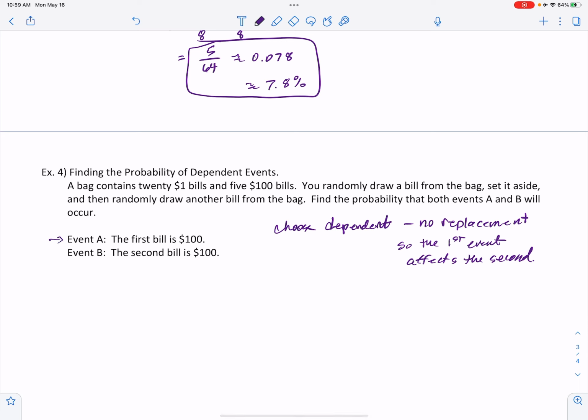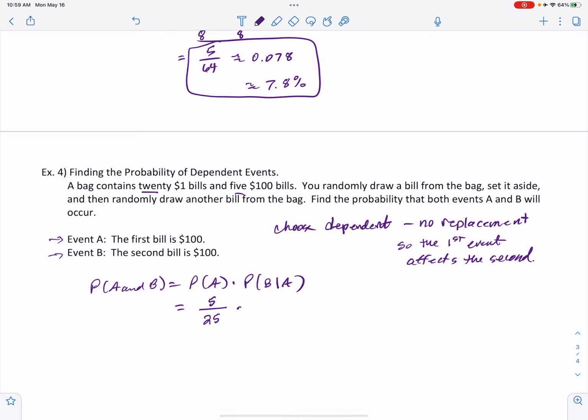So we have event A defined, event B defined. The probability of A and B occurring should be the probability of A, and then the probability of B, given that A has occurred. The probability that the first is a 100 and the second, you have to think, how many bills are there? To start there are 20 and 5, so there's 25 you're choosing from, and how many of those are hundreds? There are 5, so you have 5 chances out of 25 to get the first 100 bill.